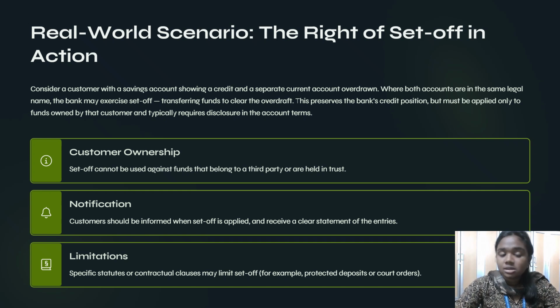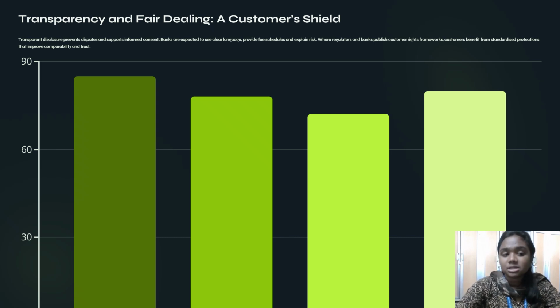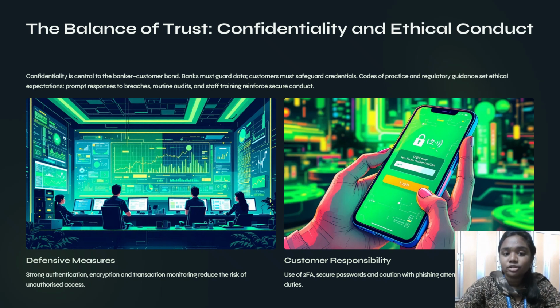This slide represents a real-world scenario of the right of set-off in action. There are three points: customer ownership, notification, and limitation. This is the customer dealing, like a type of flow chart where we can see the transparency and fair dealing that shields a customer. Next one is the balance of trust, confidentiality and ethical conduct, like defense measures, where strong authentication, encryption, and transaction monitoring reduce the risk of unauthorized access.